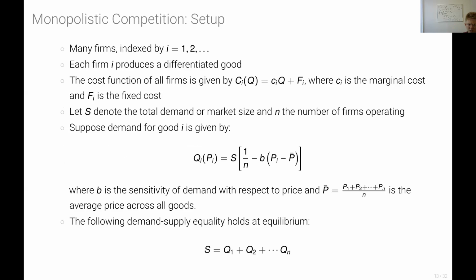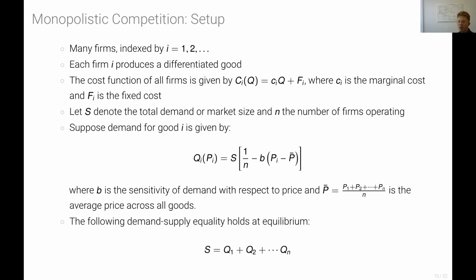We're going to have many firms indexed by i, so we can have 1, 2, or n firms. Each firm i is going to produce a differentiated good. And since each firm only produces one differentiated good, we'll refer interchangeably to firms and varieties as i. It doesn't really matter. A product i is produced by a firm i, so you can think of it as the cost function of one variety or the cost function of a firm. They're the same.